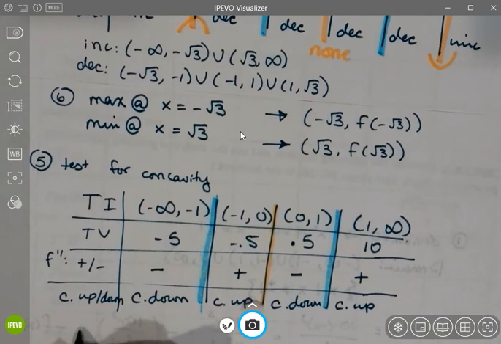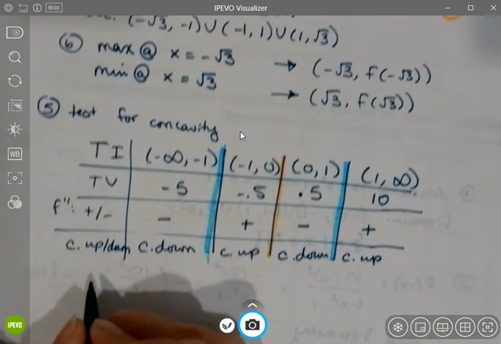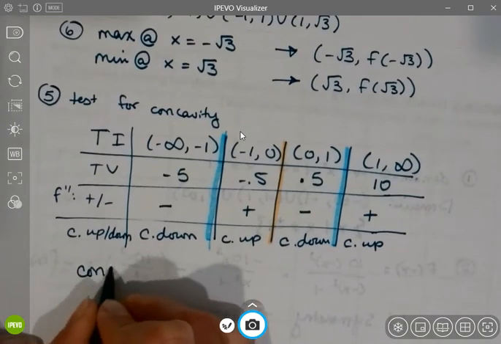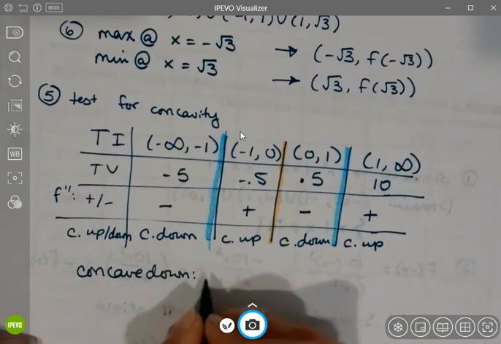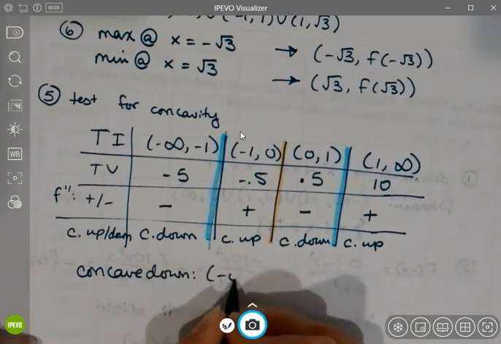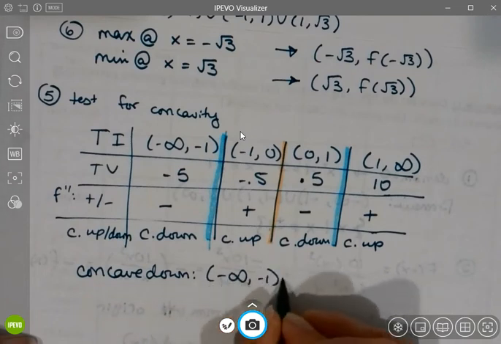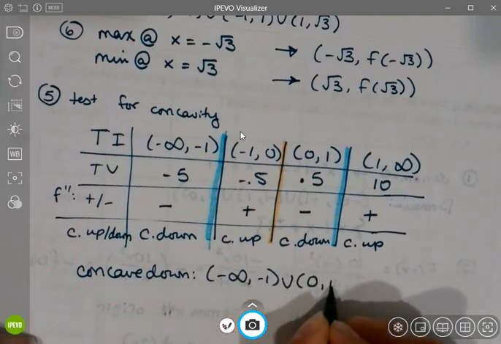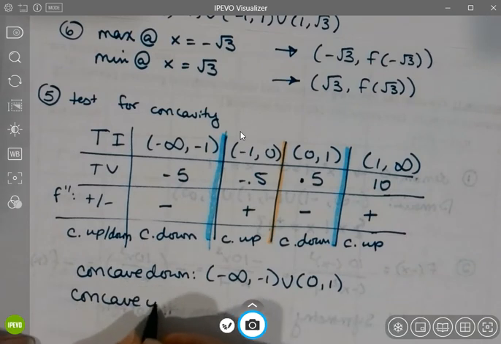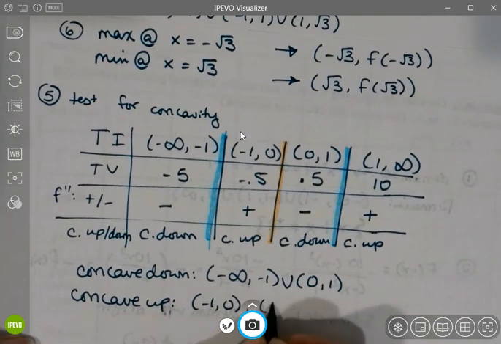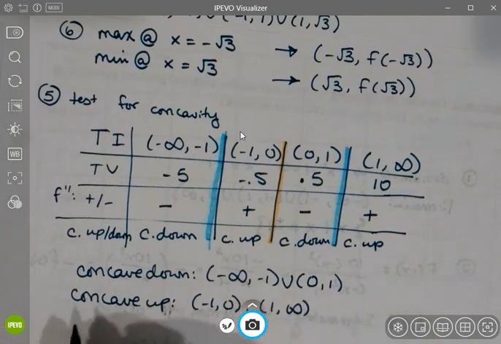So if we summarize those intervals, just to put them together, we're going to be concave down from -∞ to -1, union from 0 to 1, and we're going to be concave up from -1 to 0 and from 1 to infinity.